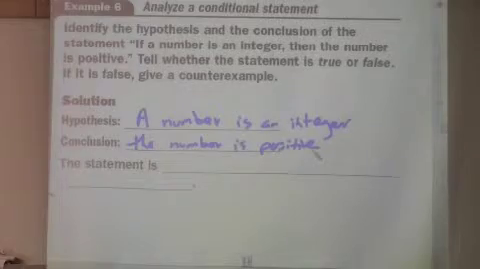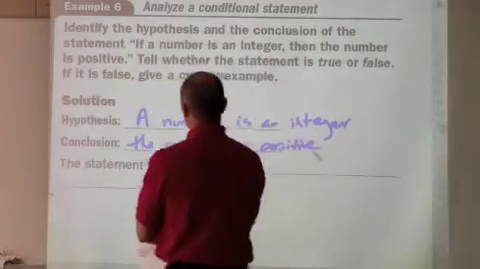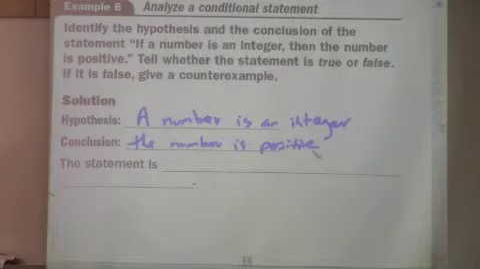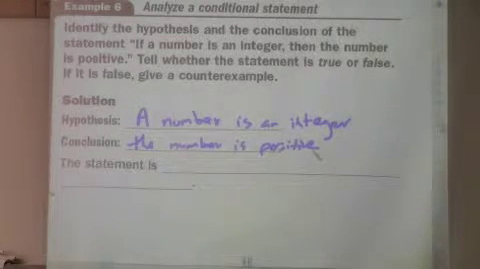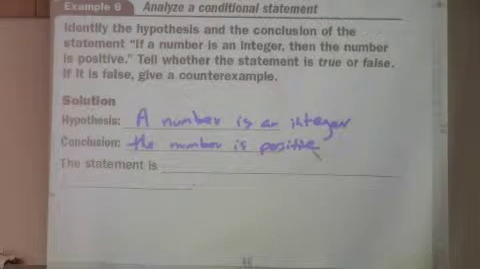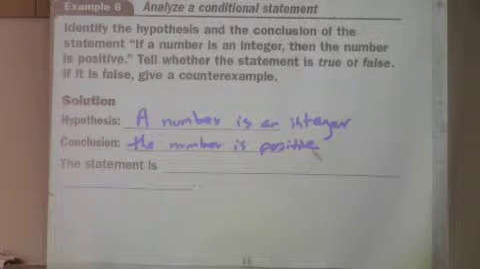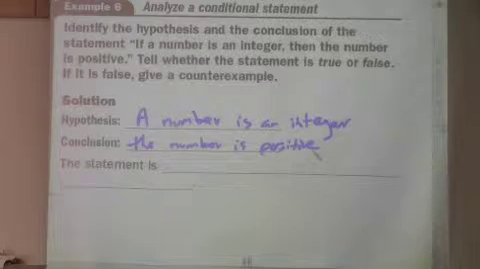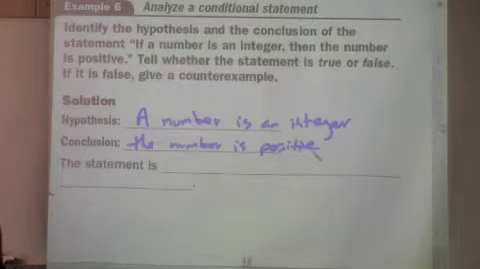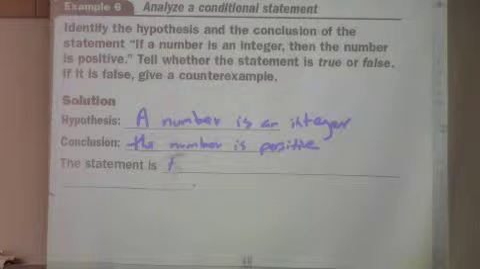Okay, now we have to decide. Tell whether the statement is true or false, and if it's false, give a counterexample. Is this a true statement or a false statement? If a number is an integer, remember that's like the numbers on the number line back there, is it automatically positive? Doll, what do you think? Oh, I'm sorry, I thought you were raising your hand. Well, what do you think? If a number is an integer, is it automatically positive? No, because the integer will be negative. There you go. Okay, so this is a false statement.